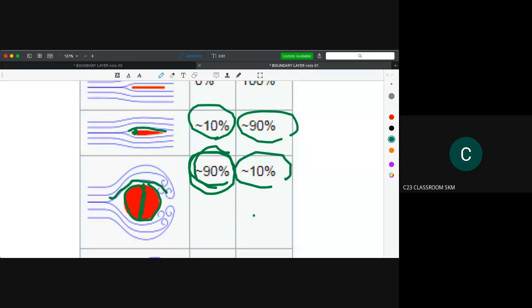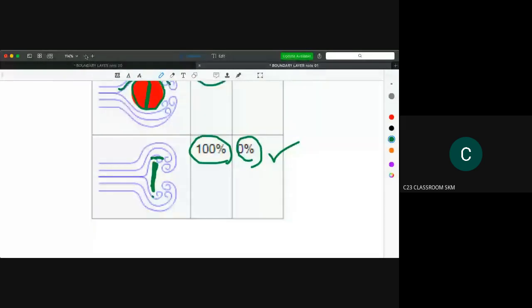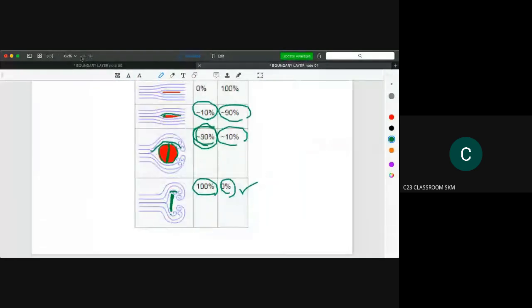And if you have a thin plate put perpendicular like this one, it will give you 100% resistance because of the area here. And it will give you 0% skin friction because the thickness of this plate is very small. So we assume that the resistance from the skin is minimum.